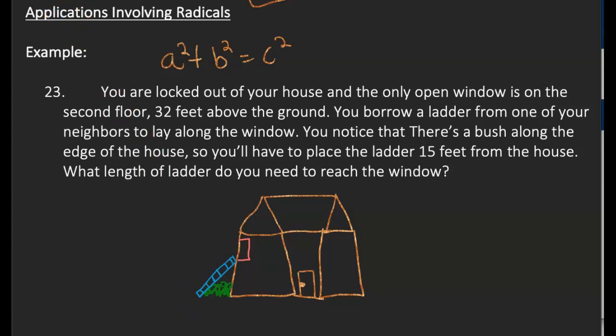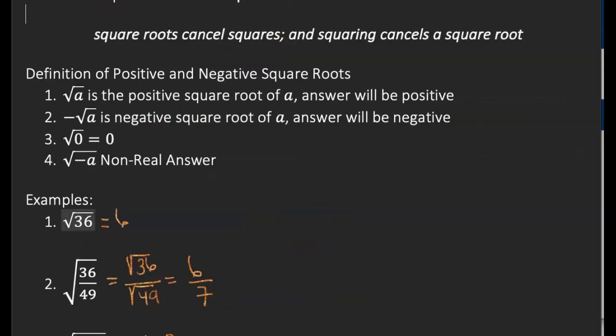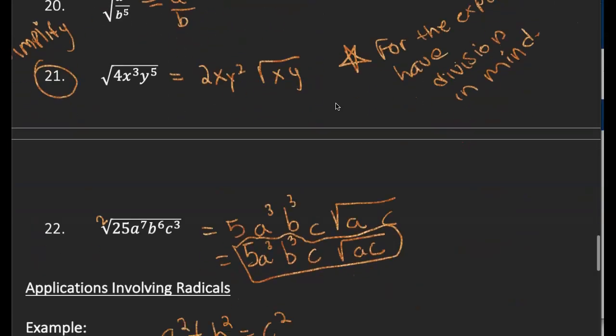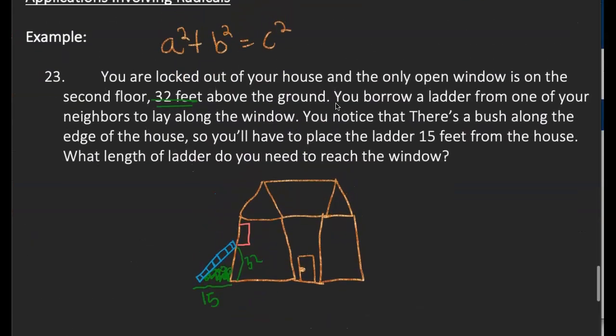So the problem says the height is 32 feet above the ground. So this length right here is 32 feet. And then it says that the ladder, you're going to place it 15 feet. If you go based on what a right triangle looks like, oh, that is not a nice triangle. Let's try it again.